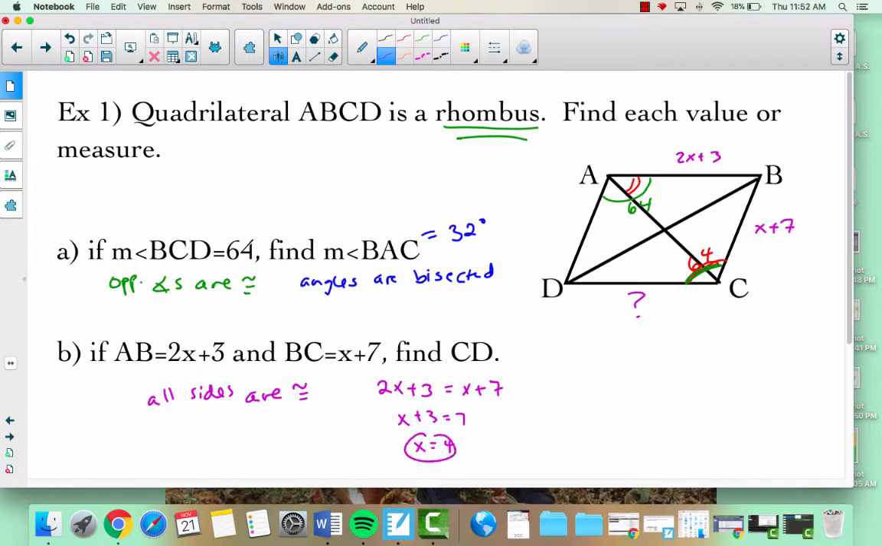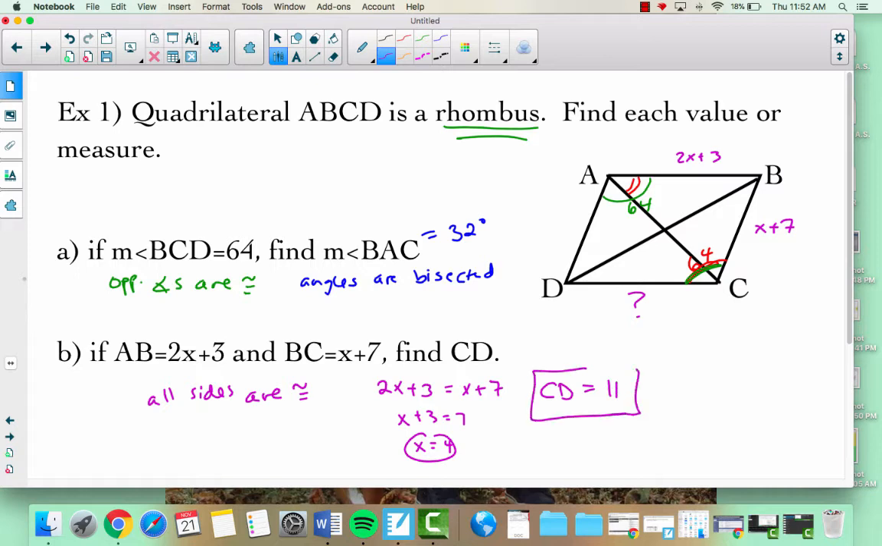Now, they didn't say what x was. They wanted you to find the length of CD. So all you have to do is plug 4 back into either of those equations, since they're all going to be the same measure, and that should get you that CD is equal to 4 plus 7, which is 11.